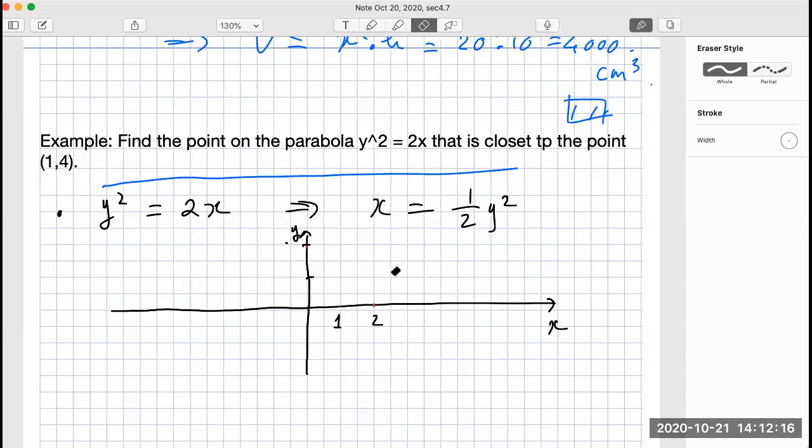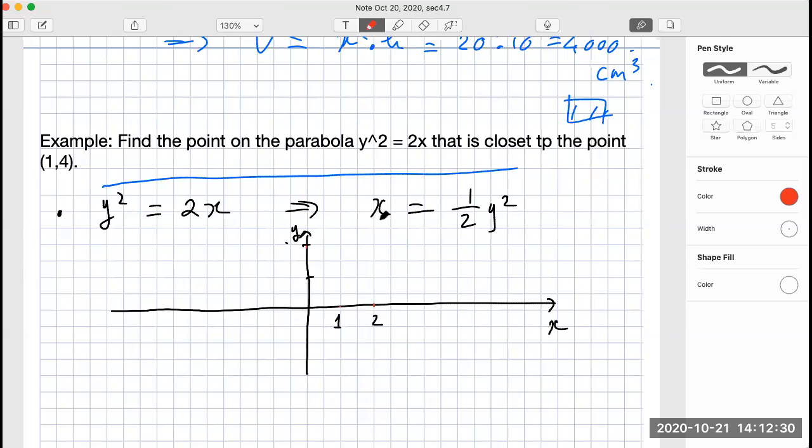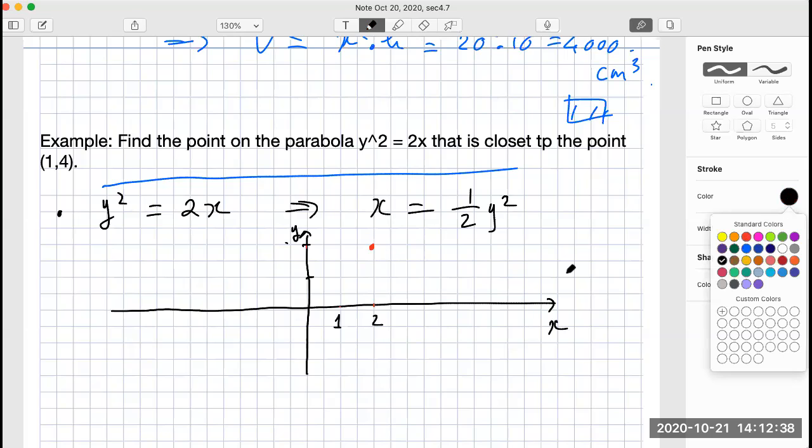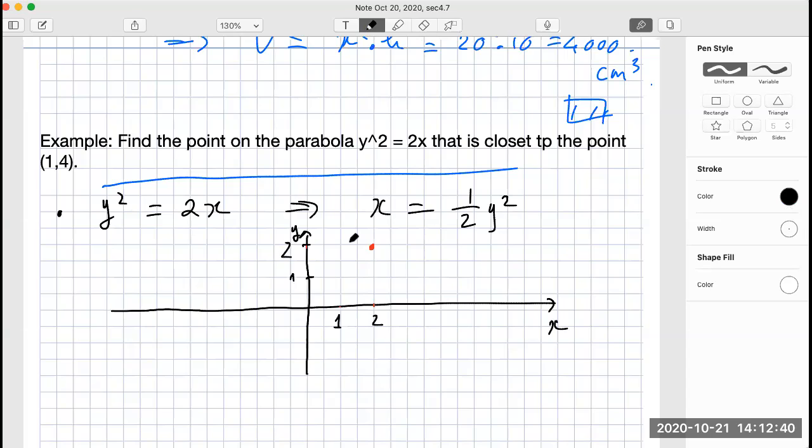When x is equal to 2, then y is equal to 2. Right here, correct? When x is 1, then y will be square root of 2, which is 1.4 something. It should be somewhere here. Okay, better.